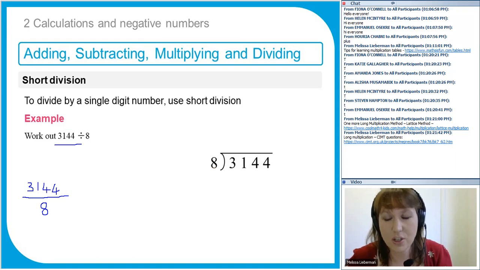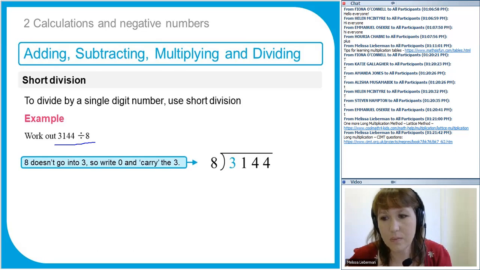For division, rather than working from the units and then back through to the bigger digits, we start with the bigger digits. First of all, we ask ourselves, how many times does 8 go into 3? Well, 8 doesn't go into 3 any number of times in this context, because 3 is smaller than 8, so we just leave that blank. We can either write a 0 in here if you want, or just leave a space. So think of it as 0 carry 3. It goes no times, and then there's 3 left over.